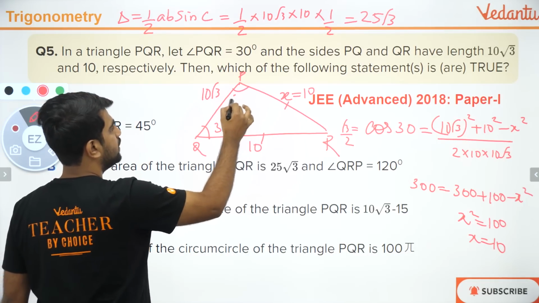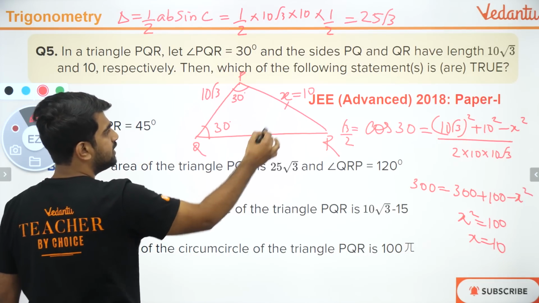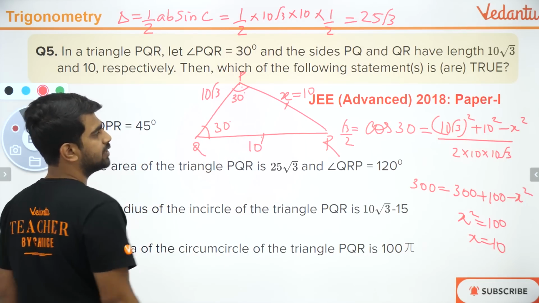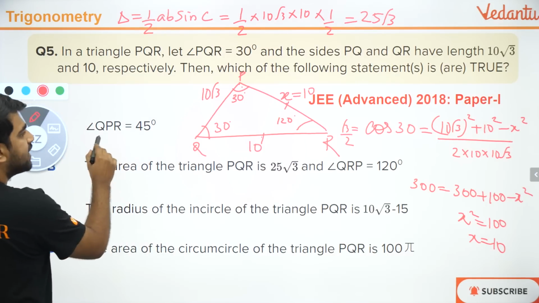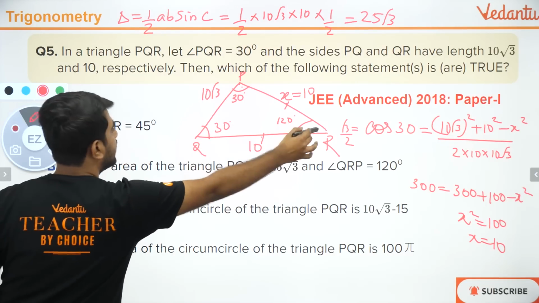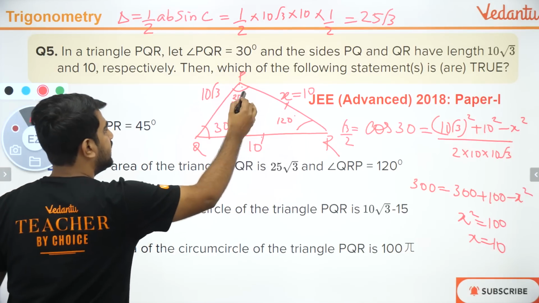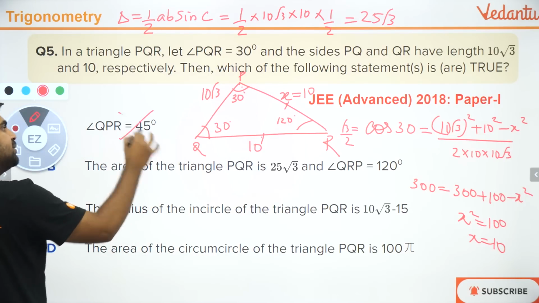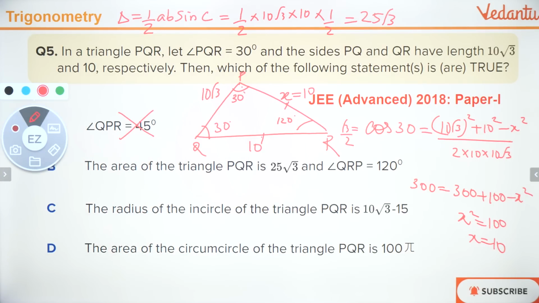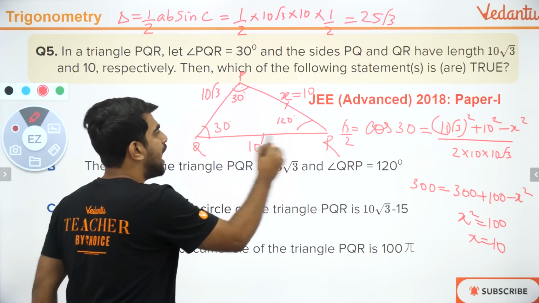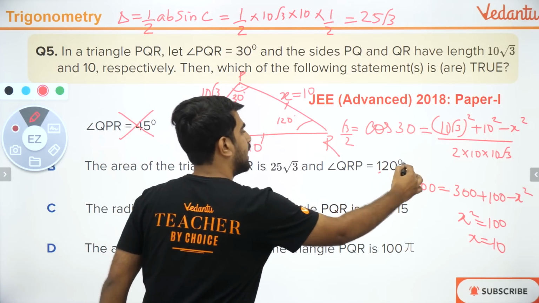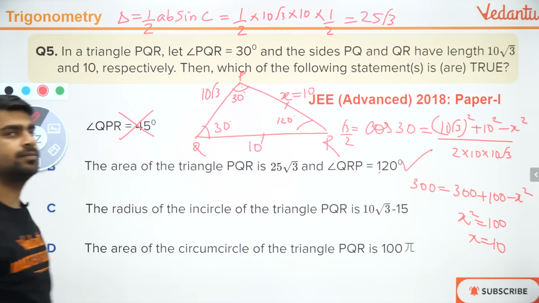So this angle must be 30 degree, because since these two sides are equal, these two angles must be equal. And therefore, this angle is 120 degree. So what is angle QPR? Angle QPR is 30 degree. But they have said 45. So absolutely wrong. Okay. Now area of triangle is 25 root 3 and QRP is 120. Absolutely right. I got 120 degree.